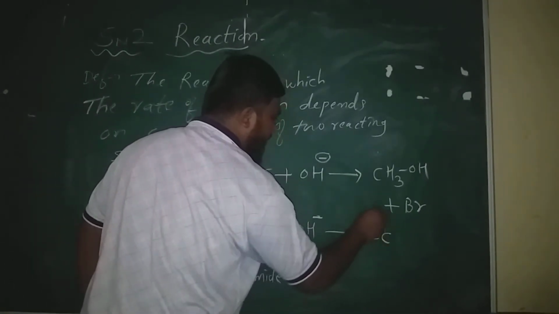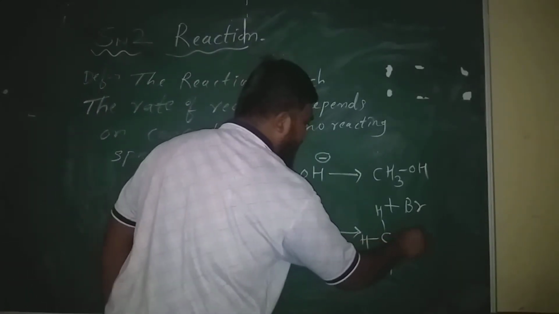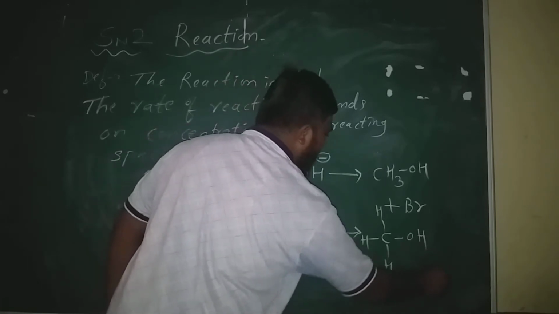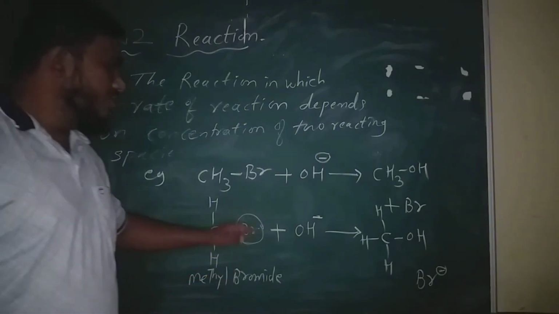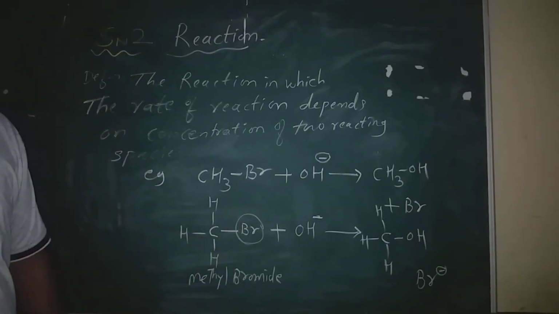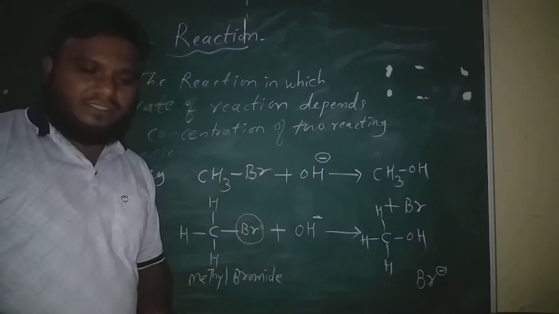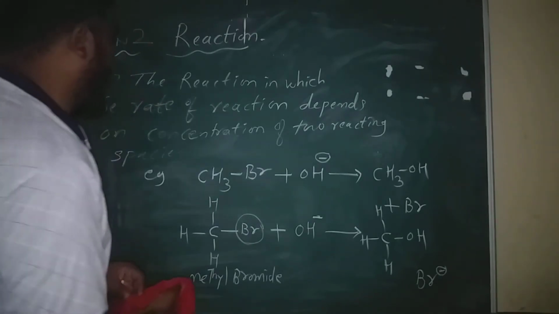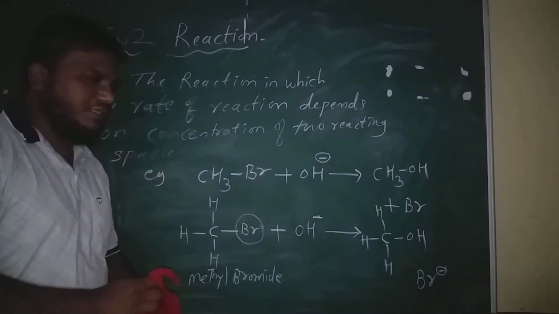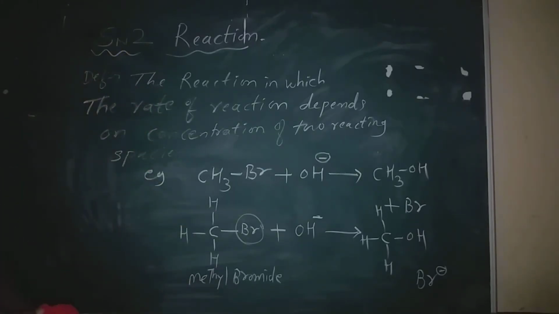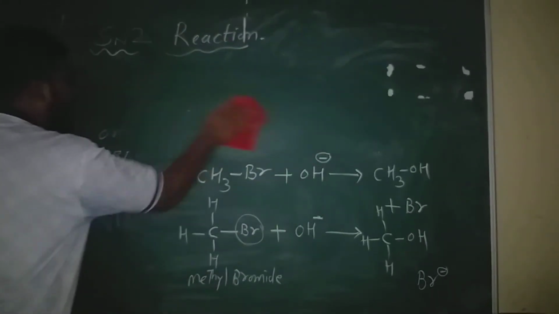So the compound will be like this, CH3, this OH comes here and Br goes out. Now keep in your mind, Br is also a negative part. So this type of reaction is known as SN2 reaction. Now we have to understand what the mechanism of the SN2 reaction is. Everyone has to practice this SN1 and SN2 reaction. Now we are discussing SN2 reaction. So we'll take the mechanism also, because mechanisms are also going to be asked in the exam.